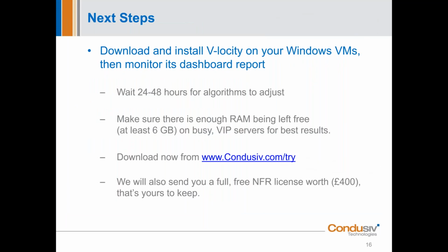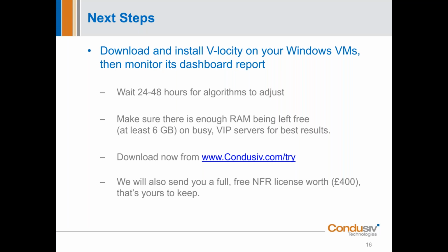If you want to try the V-locity software for yourself, you can download a copy free right now. In fact, rather than take my word for any of this, I would much rather you install it on all of your VMs and really see what difference it can make to your own virtual environment. As a couple of tips from someone who's installed this software in many customer environments, I would suggest that you wait 24 to 48 hours after installing to check the results.